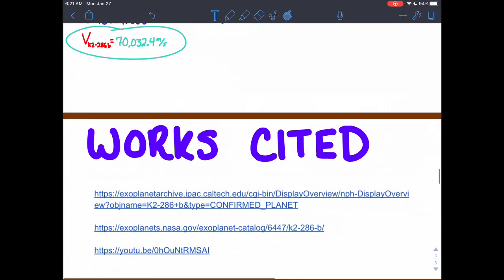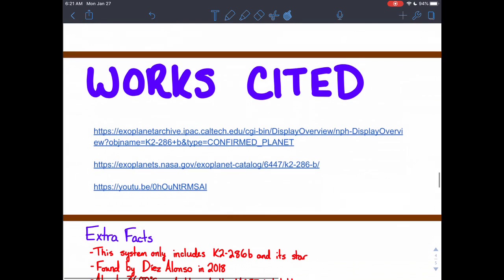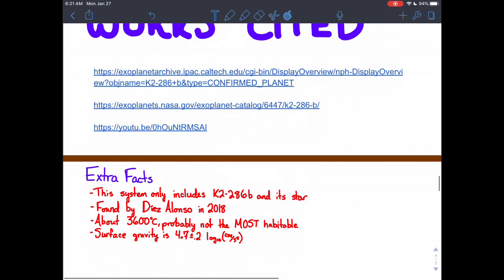Now here are the works cited. As you can see, I used the NASA given information, and it was a little bit confusing, but I worked through it. And the exoplanets.nasa.gov one, that one gave me a lot more clear information, which I appreciated. And then this YouTube link is from Bozeman Science. He gave me the equation to derive the force between the two planets.